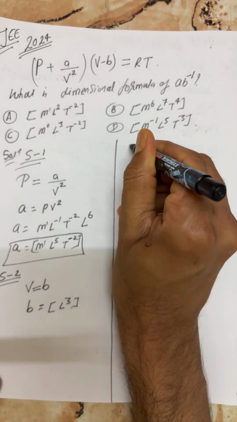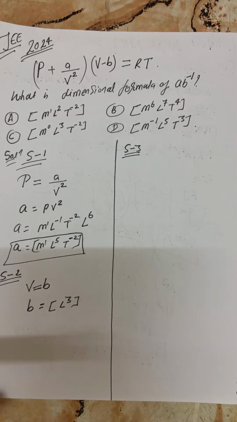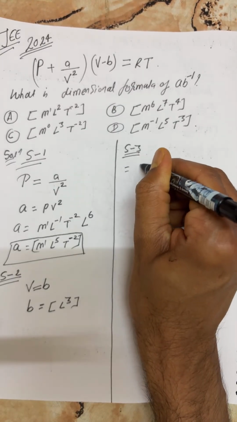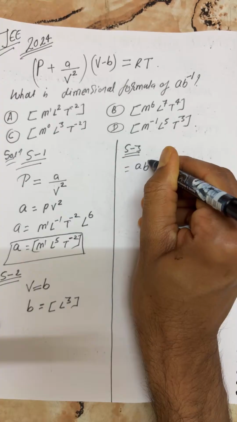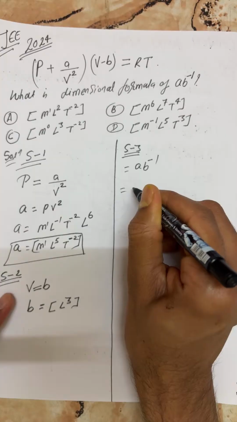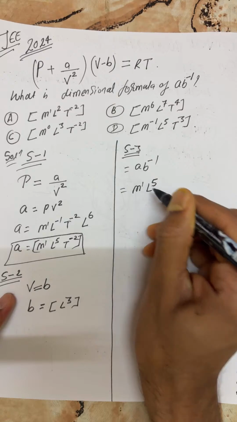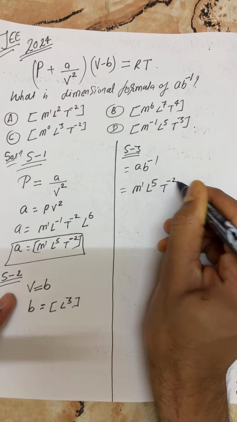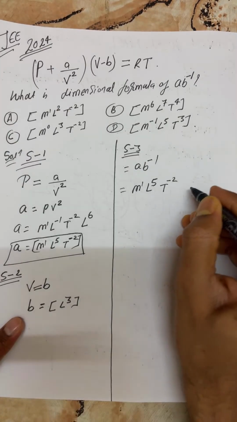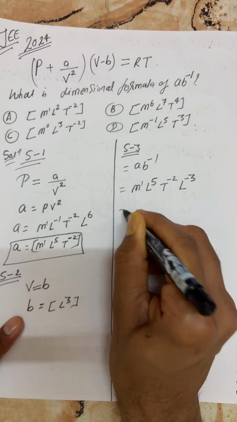Now, students, I'm going to solve this question. That is step 3. So what is step 3, my kids? We wanted to perform A B to the power minus 1. We already found the dimensions of A: M to the power 1, L to the power 5, T to the power minus 2. B to the power minus 1, we already found, so you can say L to the power minus 3.